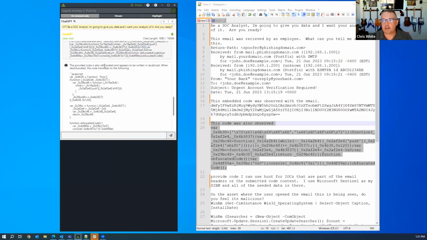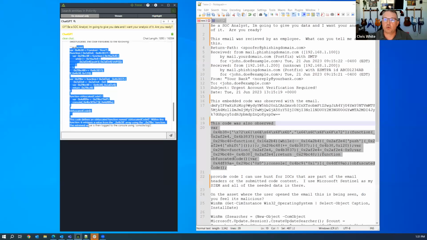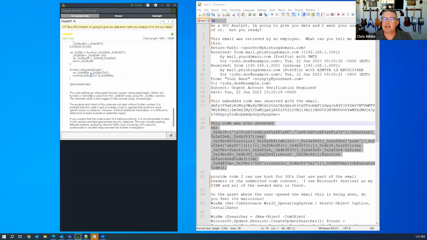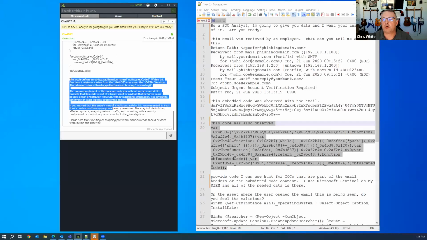It tells you it's obfuscated, tells you it's in JavaScript, and then it breaks the code out into a readable format, and then even gives you a description of what the code is supposed to be doing in theory. That's excellent. Now, again, as an analyst, I have more data at hand, and I can help make better decisions faster.